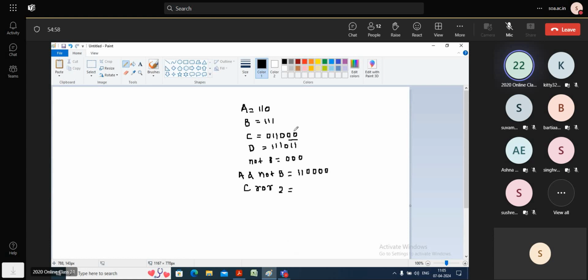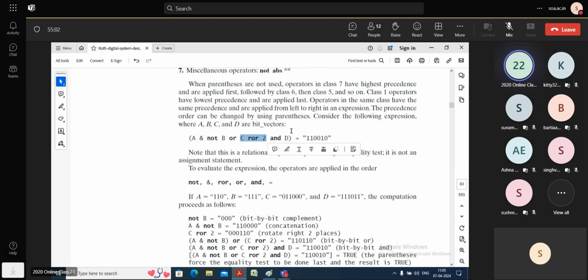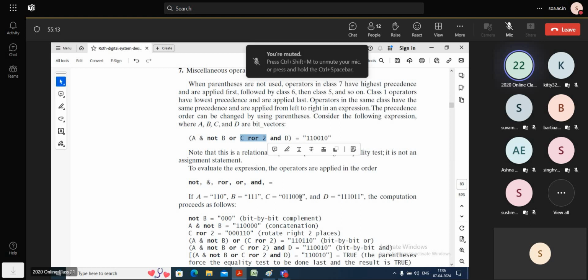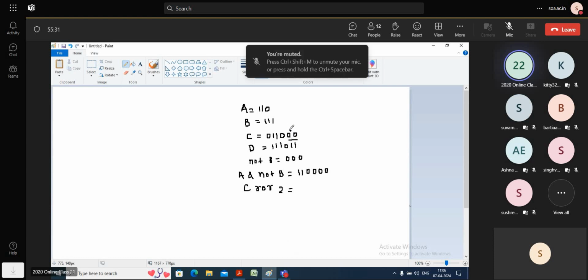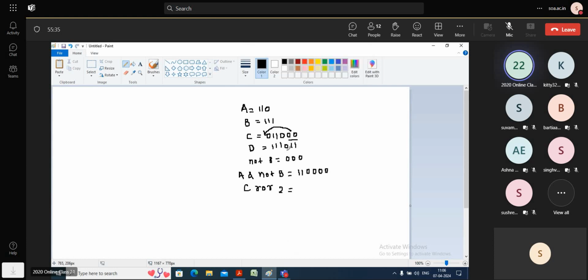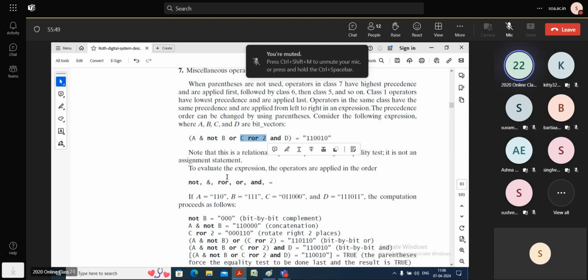So the value of C is 001100. So what we have written is ROR 2, so the rightmost 2 places will come to the front. First this 00 will come, next this 0110. Okay, so that is C ROR 2.